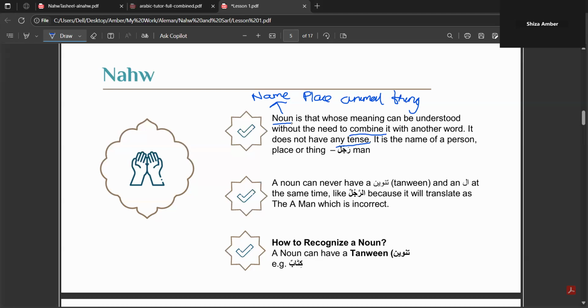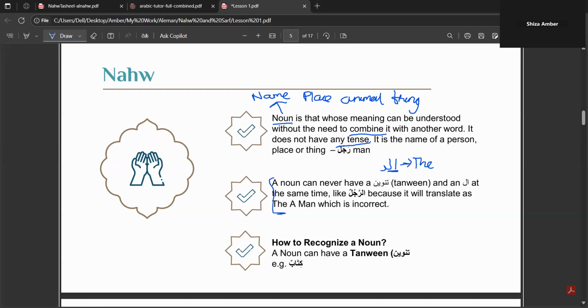So, for example, rajulun. Rajulun is a man. And this is a very, very important point. In the Quran, have you seen this word coming up so many times? Al-ladhina, al-ladhina. So you see al before a word. When you see this al before a word, you need to understand Allah Ta'ala is talking about the. Al will translate into the. Can you understand this?